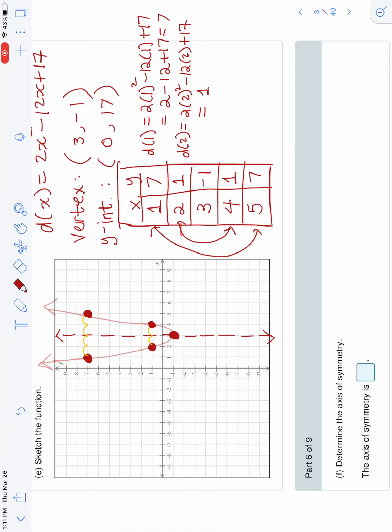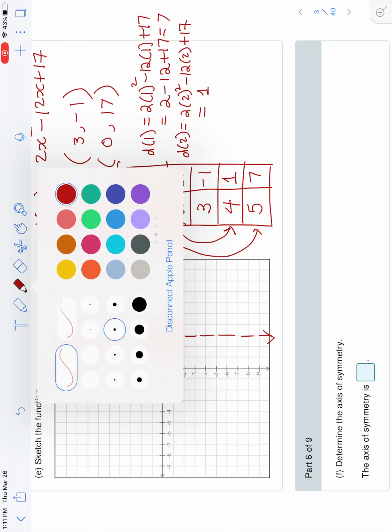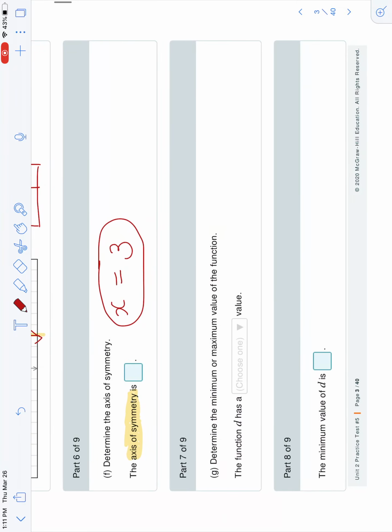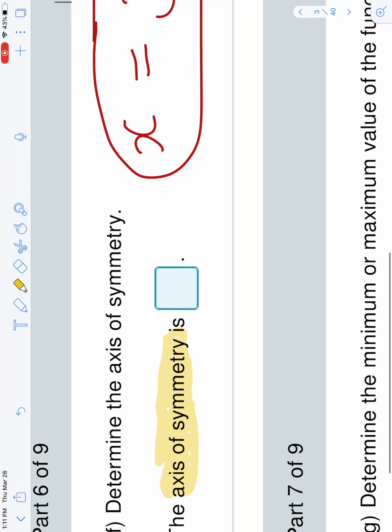All right, moving on. Step number 6. They want you to determine the axis of symmetry. The axis of symmetry, well, we just graphed it, didn't we? We just graphed that axis of symmetry right here. But you do want to enter this as an equation though, right? You're not just going to say 3. The axis of symmetry is a vertical line. So you should say x equals 3 for your answer, okay?